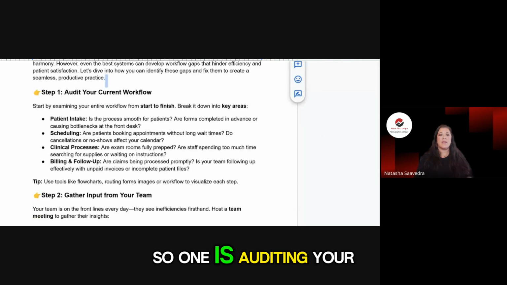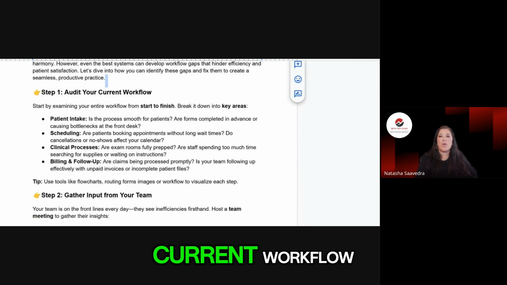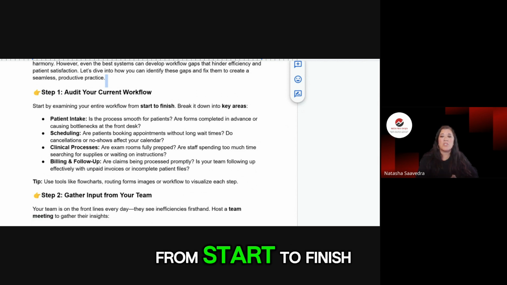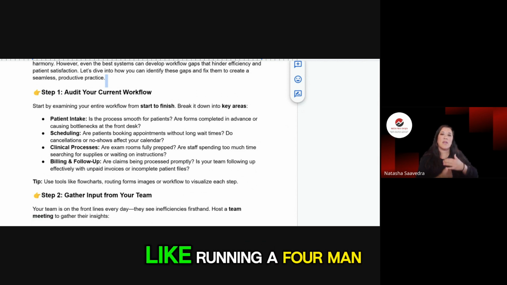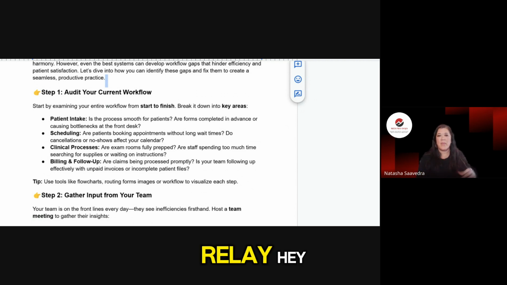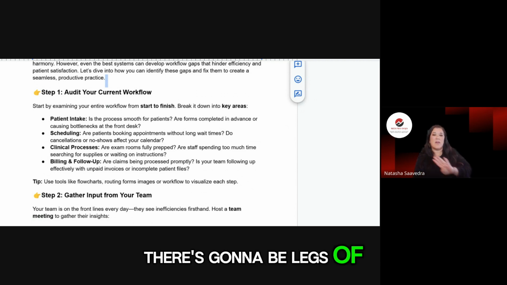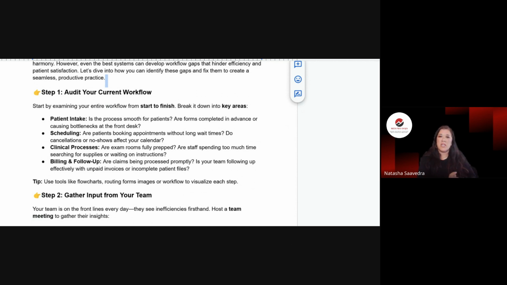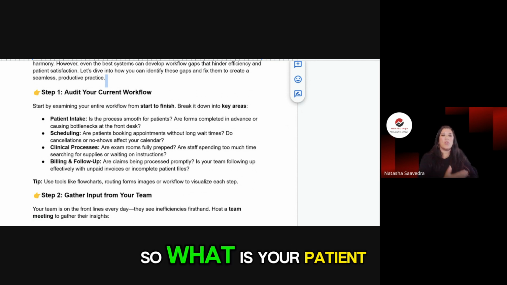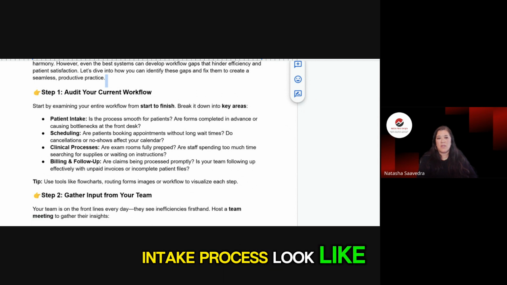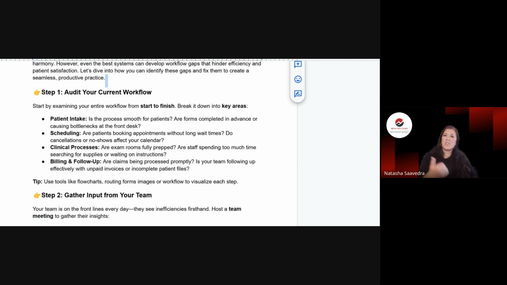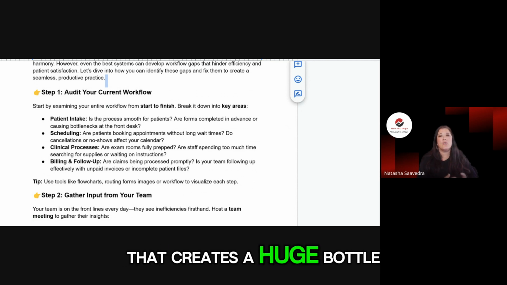So one is auditing your current workflow. Start by examining your workflow from start to finish. I always say this is like running a 4-man relay. There are going to be legs of this relay and the passing of the baton to each person. So what does your patient intake process look like? Is it smooth? Are the forms set ahead of time? Or are the patients coming in to do that? That creates a huge bottleneck.